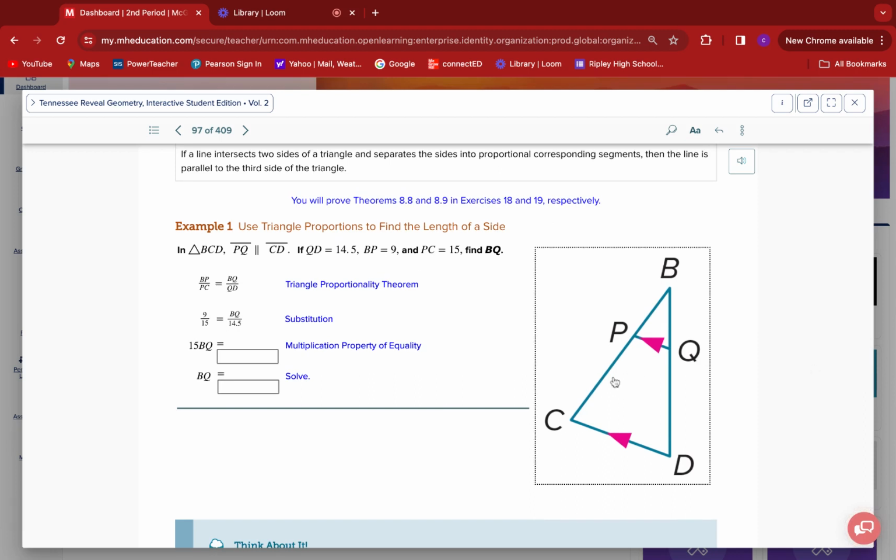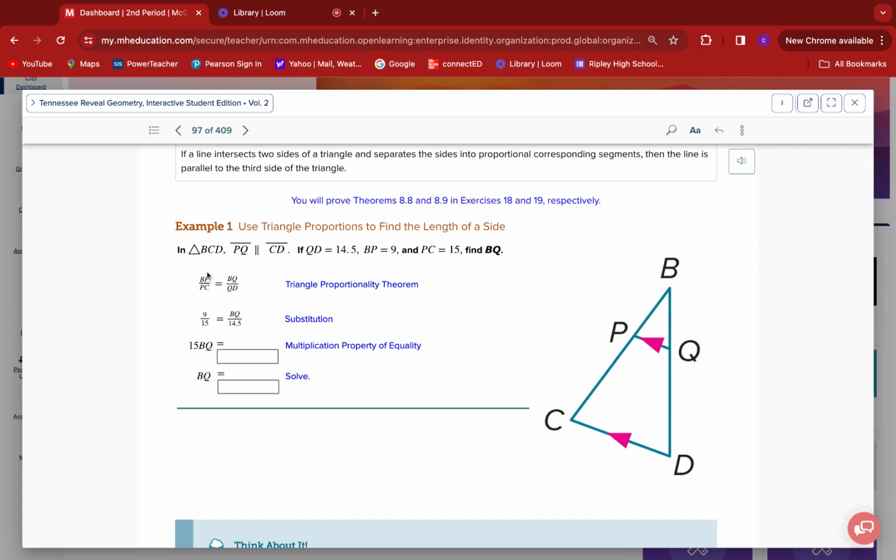All right, so it says in triangle BCD, which is the big triangle, PQ is parallel to CD. That's what that little skinny 11 means. QD is 14.5. BP is 9. PC right here is 15. We want to find BQ. Well, they actually went ahead and set this problem up for you, which is super nice. So they said that the left BP is going to go with the left PC.